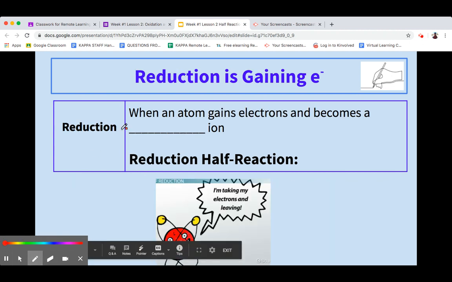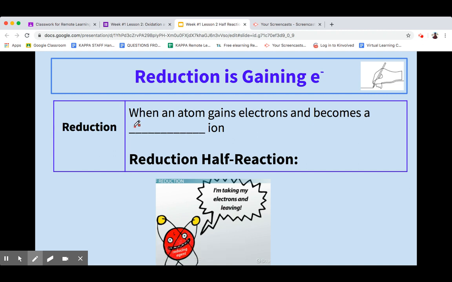Reduction. Reduction is when an atom gains electrons and becomes a negative ion because we're gaining more negative charge. So an example of a reduction reaction can actually be with oxygen. Oxygen can be reduced as well. So we have O going to O -2.